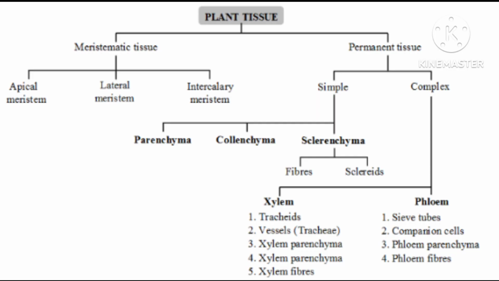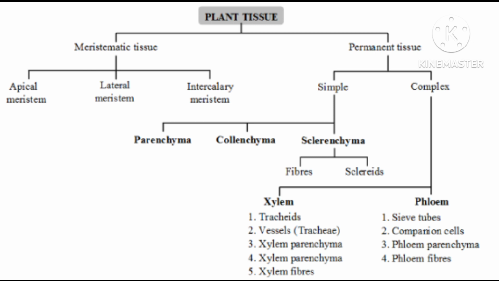So you can see first, plant tissue. How is plant tissue divided and subdivided? First, plant tissue is divided into meristematic tissue and permanent tissue. Again, meristematic tissue is subdivided into apical meristem, lateral meristem and intercalary meristem. As well, permanent tissue is subdivided into simple permanent tissue and complex permanent tissue. The simple permanent tissue is again subdivided into parenchyma, collenchyma and sclerenchyma.